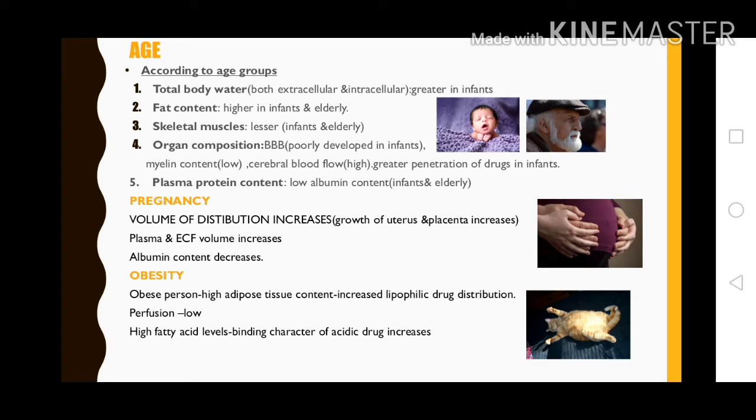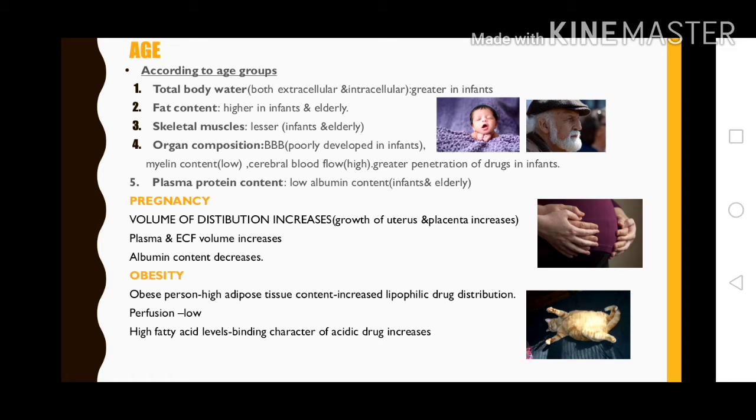The second one is pregnancy. In pregnancy, the volume of distribution increases. This is because the growth of the uterus and placenta increases. As I told you, the size of the organ also matters. In pregnancy, the plasma and extracellular volume increases while the albumin content decreases. So there is lesser distribution of drug via the plasma proteins.